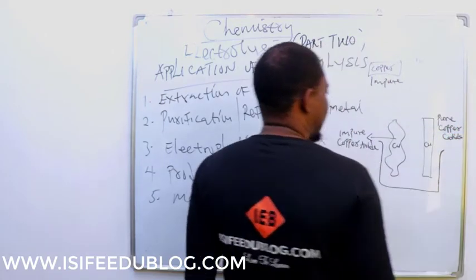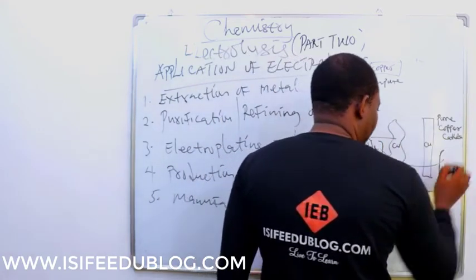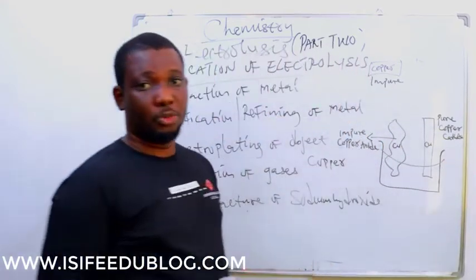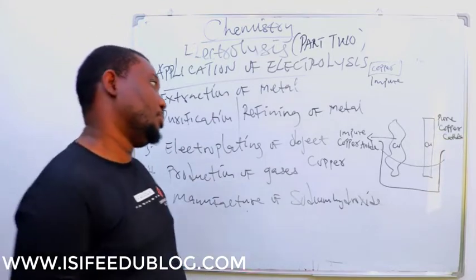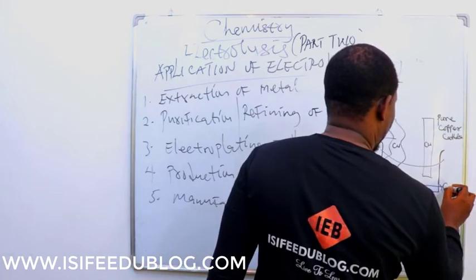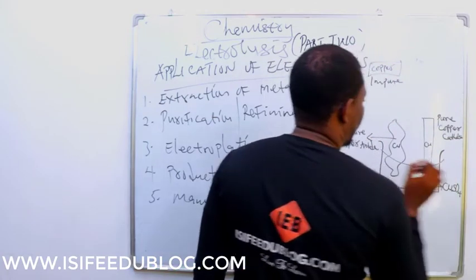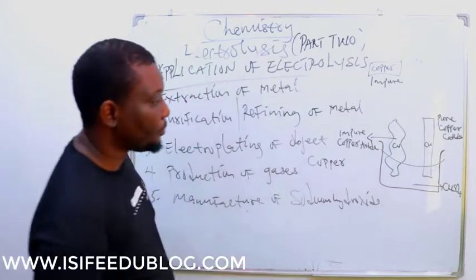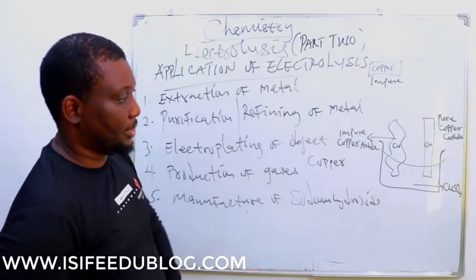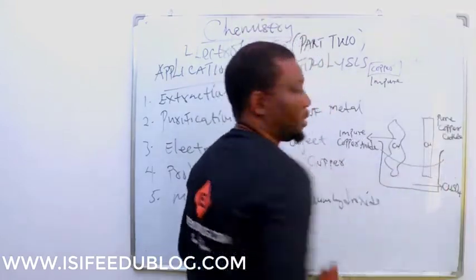Then I must make sure the electrolyte solution used here is a salt of the metal I want to purify. My electrolyte is going to be a copper salt. Preferably I'm going to use copper(II) tetraoxosulfate(VI) as electrolyte. The connection should be done here so that the cell will be complete.